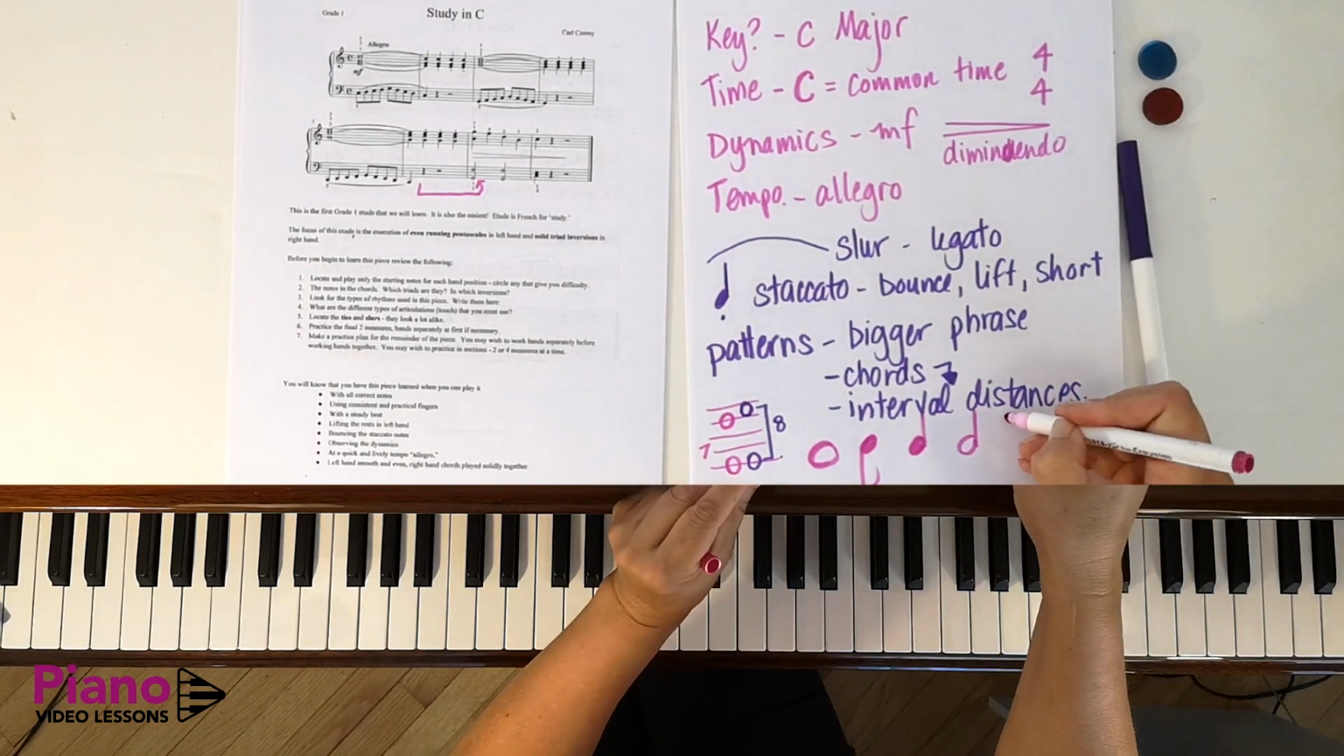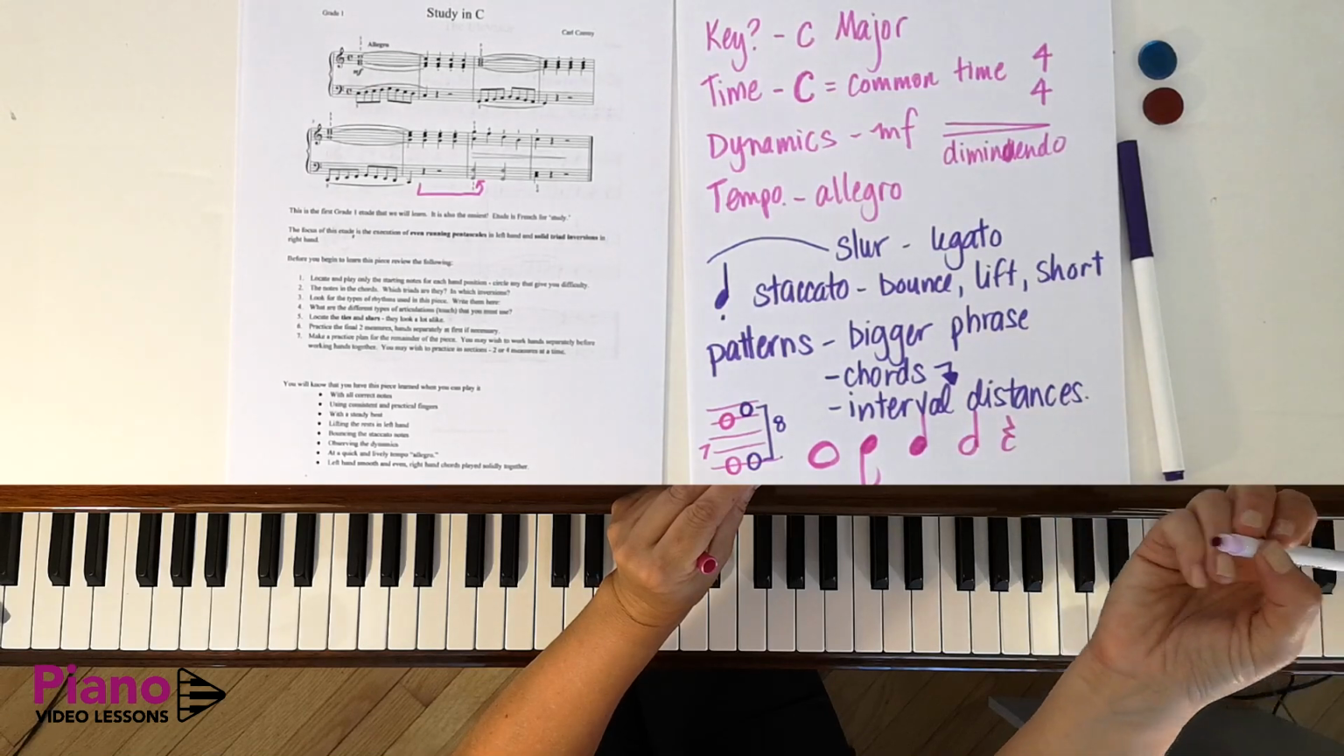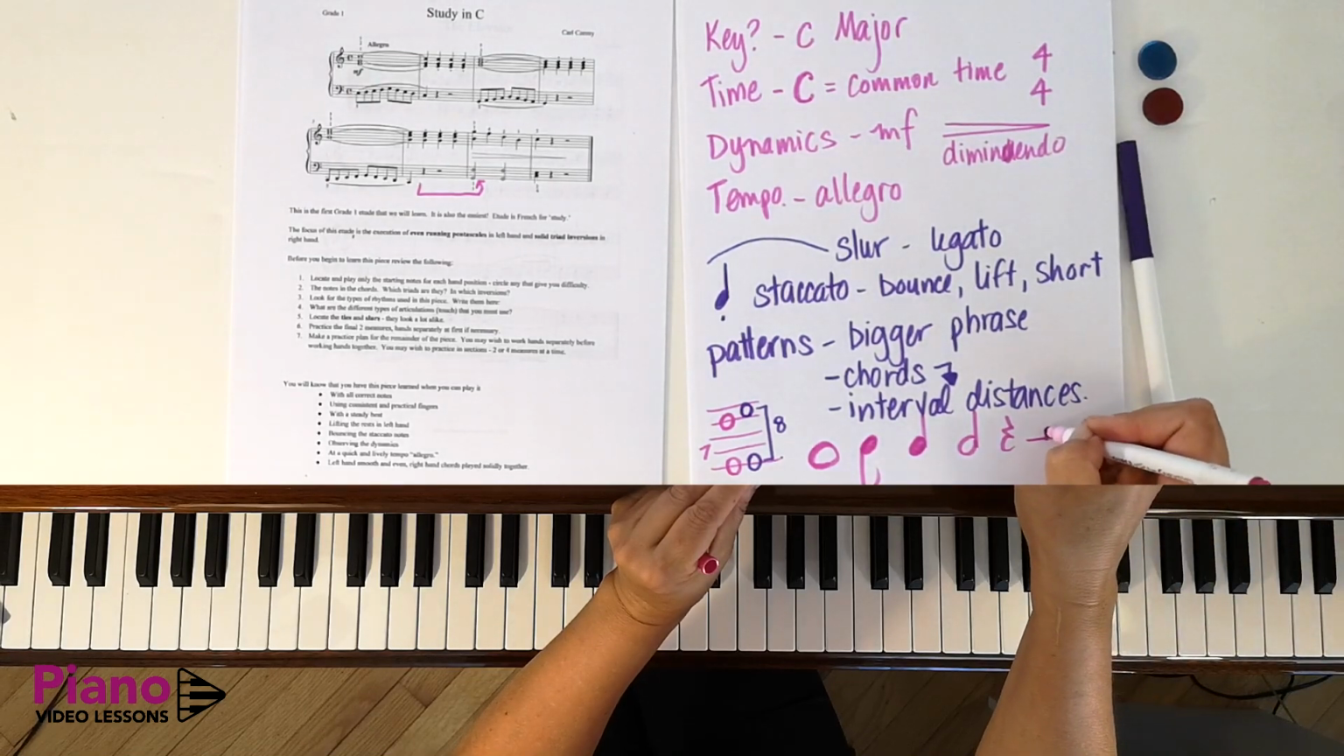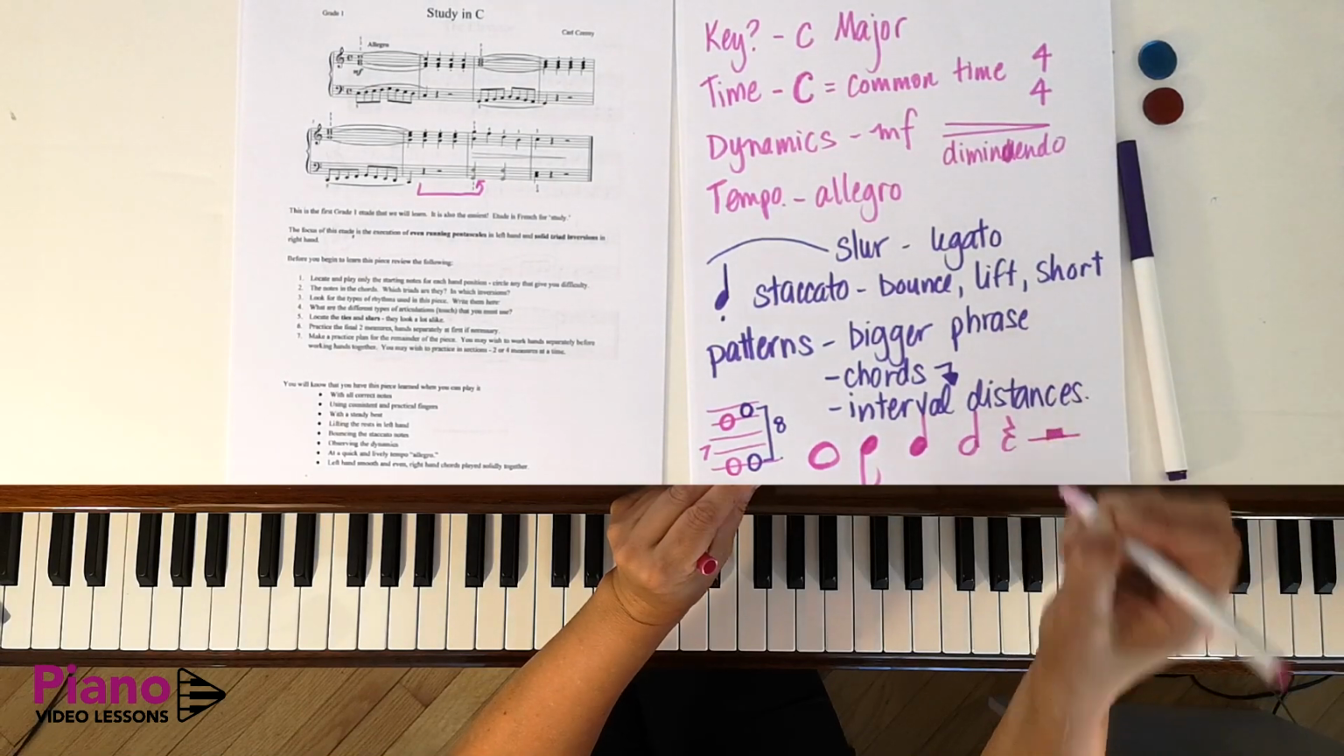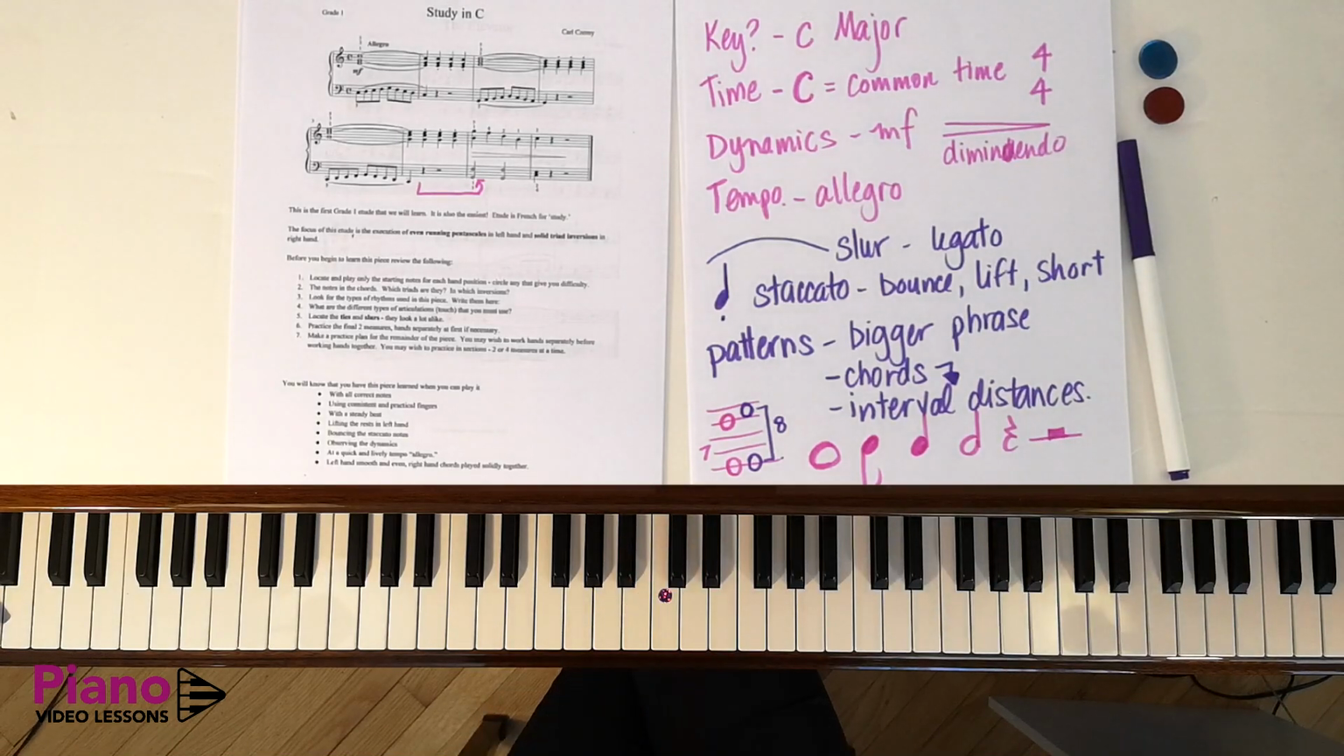You could also write the rhythms of the rests. So we have a quarter rest, that's 1 beat, and we have a half rest, that's rest for 2 beats.